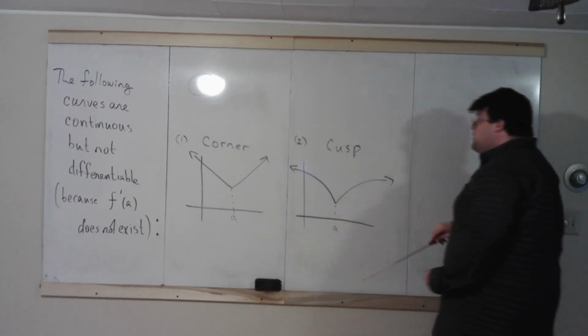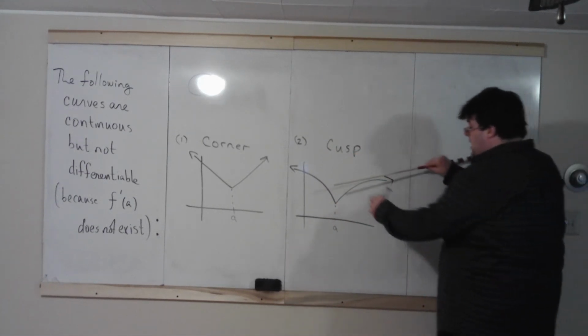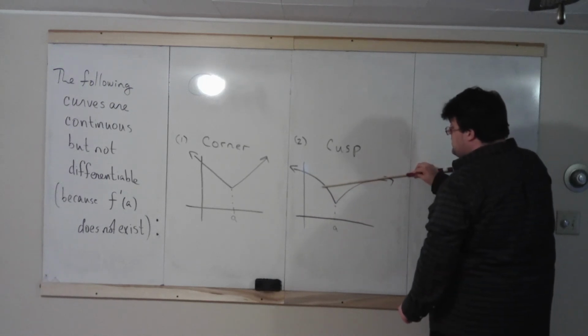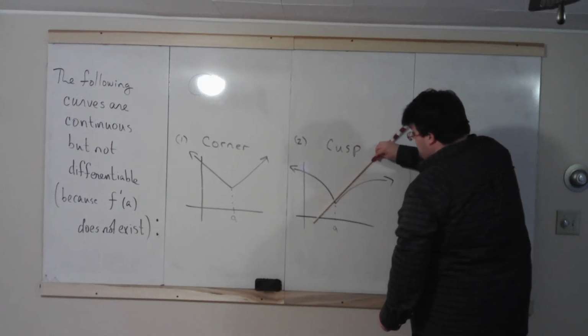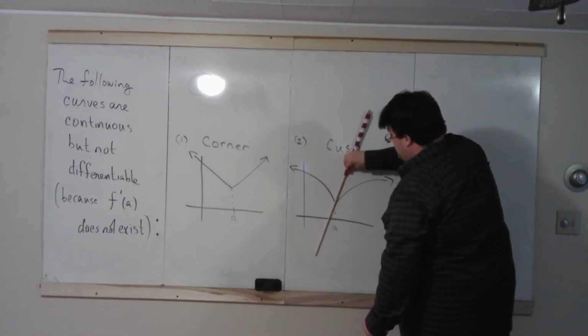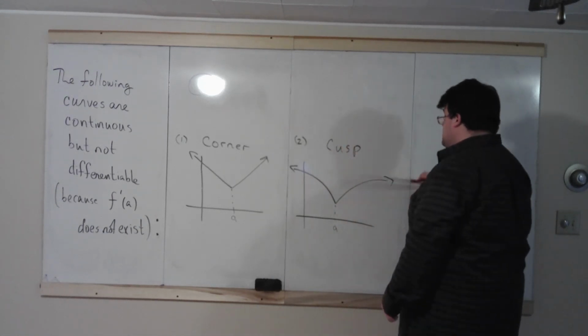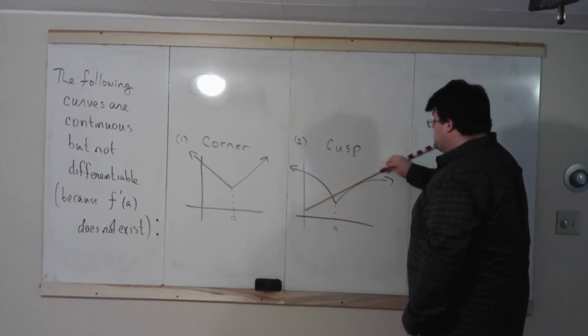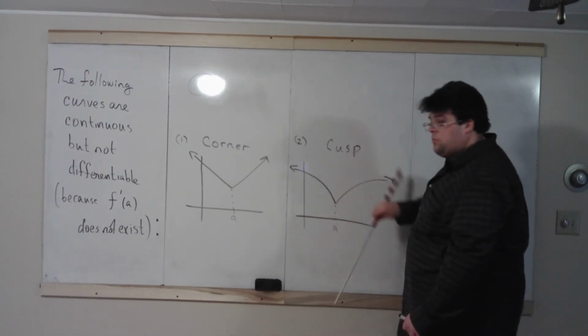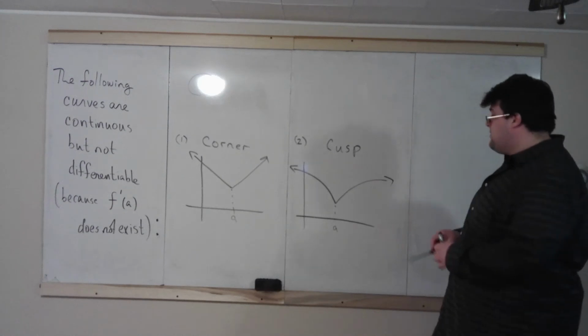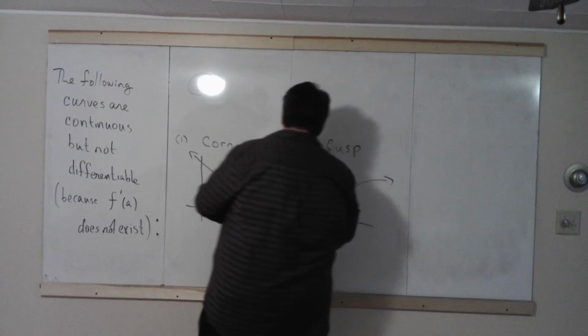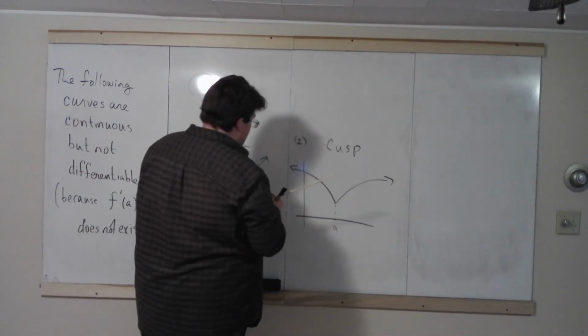More positive. So on the right side of A, the slopes of these tangent lines are positive, positive, more positive, more positive, more positive. They keep getting more positive. They could even approach a positive infinite slope. But notice what's important: they keep getting more positive on the right side of A. How about the left side of A?